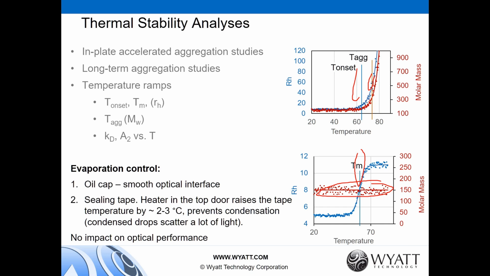In those conditions, we can use sealing tape. And we have a heater above the plate, which raises the temperature of the tape by a couple of degrees, and that prevents condensation. Condensation is bad for light scattering because the drops can scatter a lot of light. And so now we have this option where there is no impact on optical performance. You can make the measurements at room temperature without the evaporation control, or with either of these evaporation control options, and at elevated temperature with these options, and they all give you really great data.